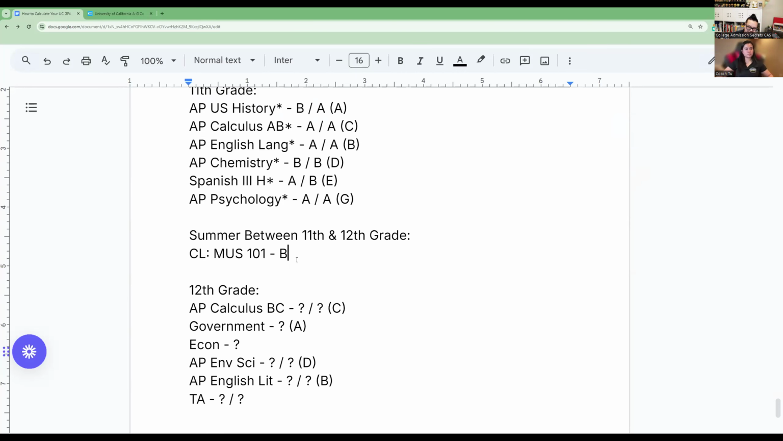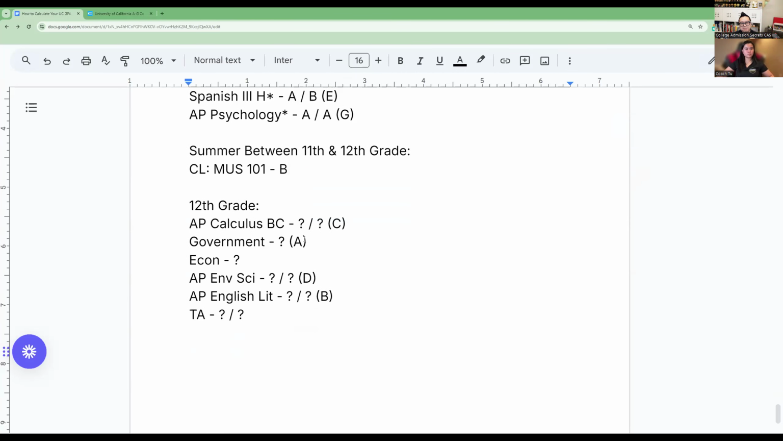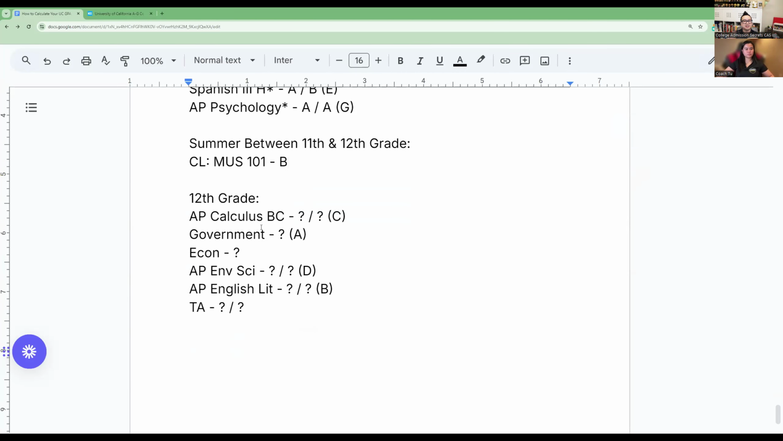Senior year, the summer after, took Music 101. They got a B. 12th grade, right? They're planning to take, they're signed up now because it's a senior, Calc BC, government, econ, AP Environmental Science, AP Lit, and they're TAing as well too. Grades, we don't know yet because we are still in progress. And some of them are A through G and some of them are not.